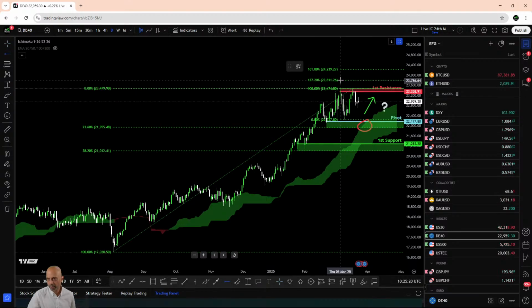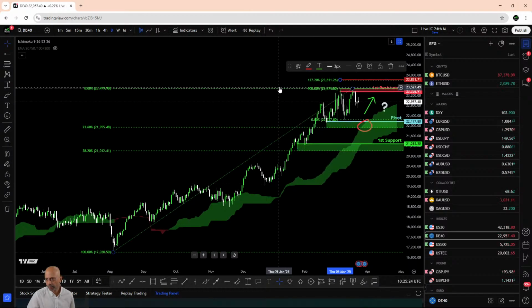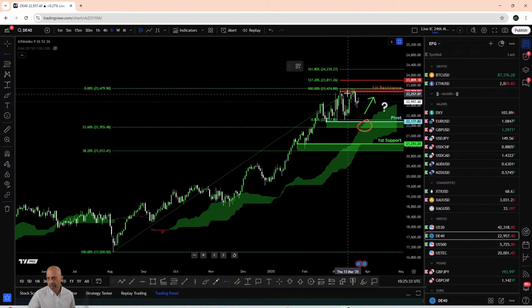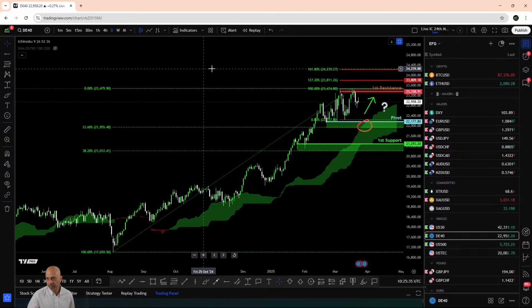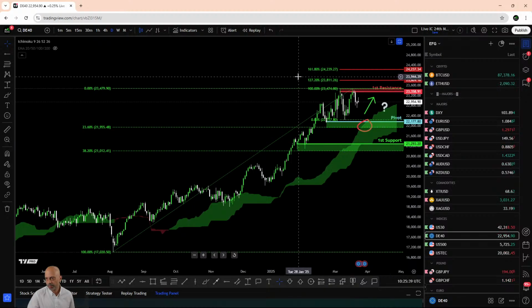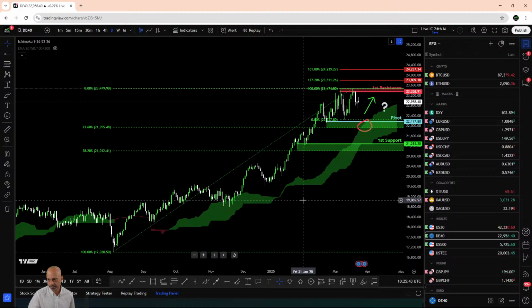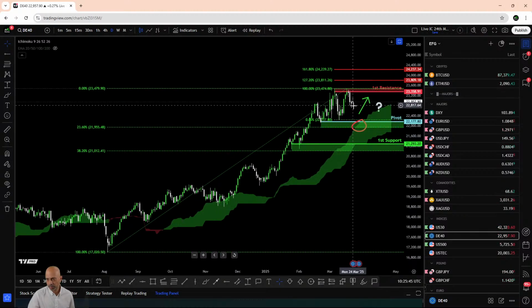So beyond that, we have a potential resistance barrier at around 23,800. That's identified by the Fibonacci extension at 127%. And beyond that, we have another potential resistance barrier at around 24,240, identified by the Fibonacci extension at 161%. Right, so take note, DAX looks to be pulling back.